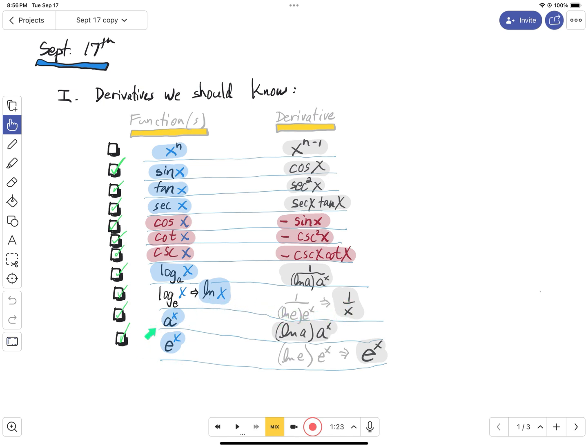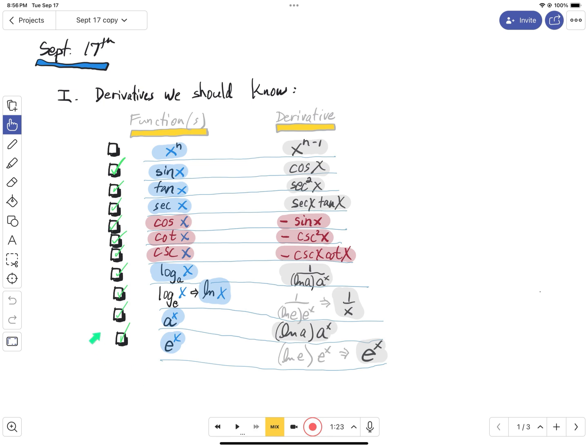The same thing's happening here. There's really just one rule. The derivative of an exponential function like a to the x is natural log of the base times itself, a to the x. Well, when the base is e, natural log of the base is 1, and then the base to itself, we get e to the x. All right, have all these memorized.